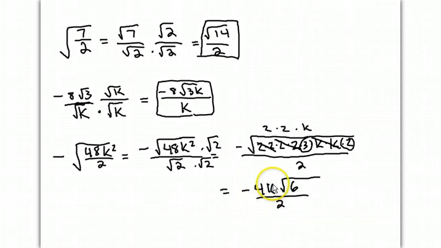Now you can simplify, since you pulled something out, you can simplify the 4 and the 2, and that'll give you a negative 2k square root of 6. So this is your final answer. Okay, let's move on to cube roots.